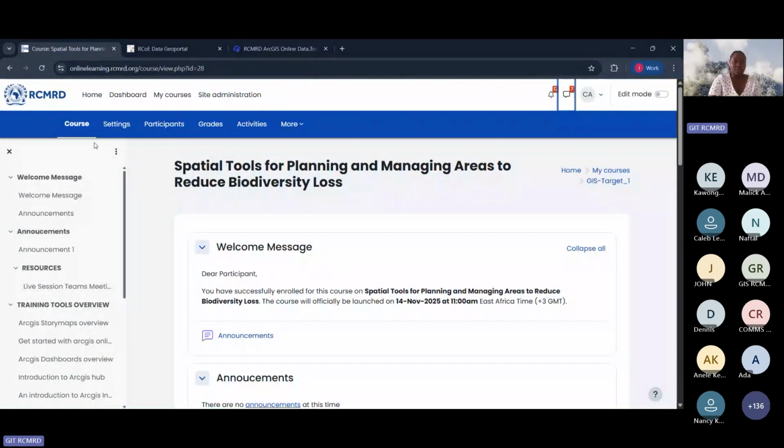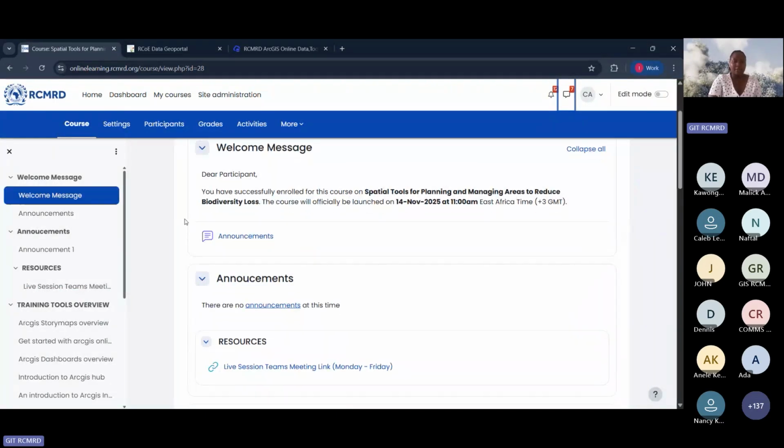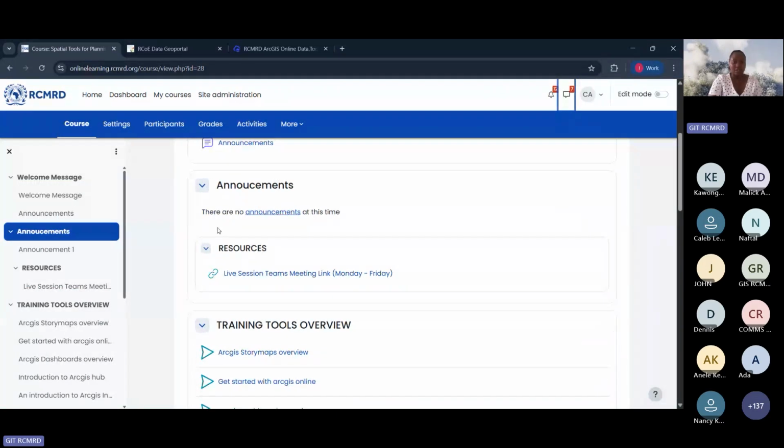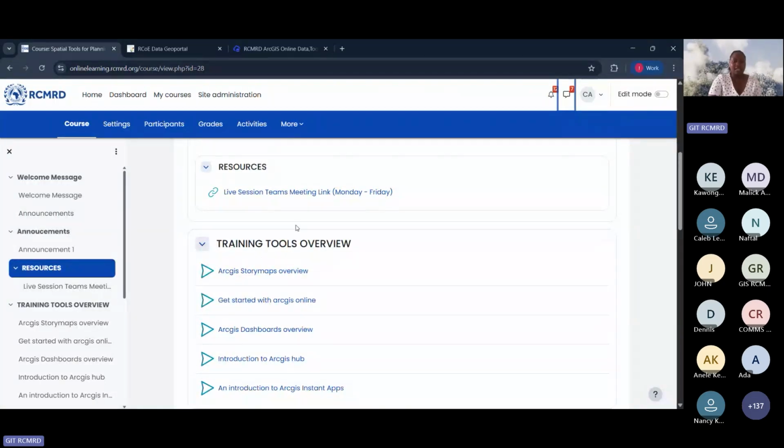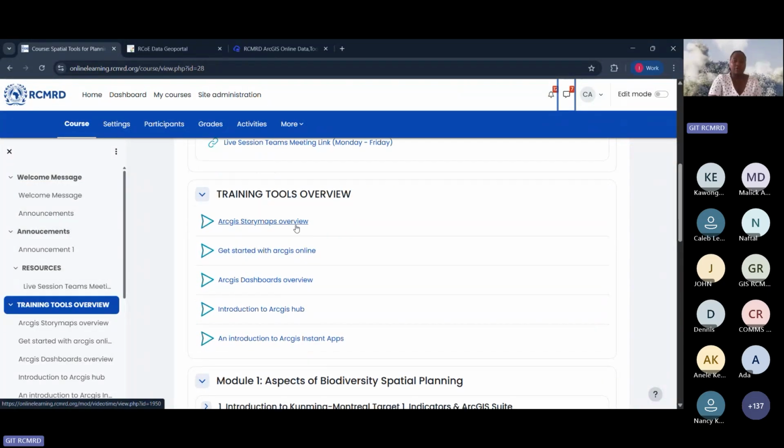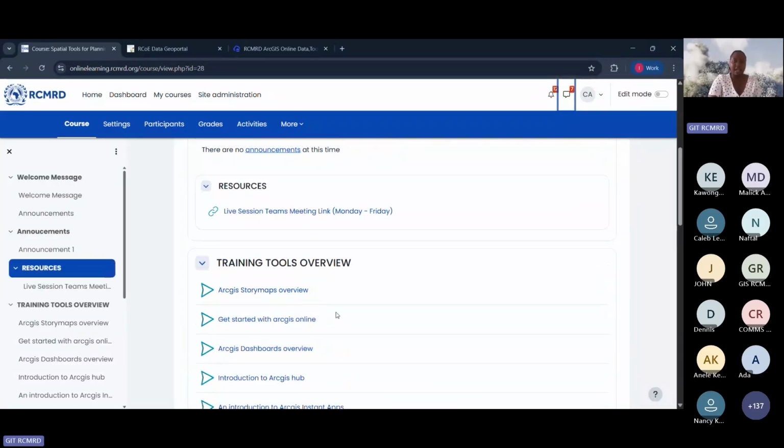Over here, I'm in the course homepage. And here you can see the welcome message. We have announcements which are going to be stored here. We have a few videos to give you an overview of the tools that we're going to be using, which are story maps, ArcGIS Online, dashboards, ArcGIS Hub, and an introduction to ArcGIS instant apps.